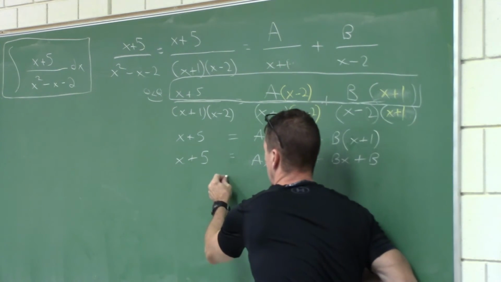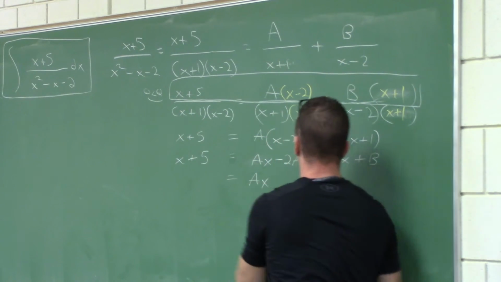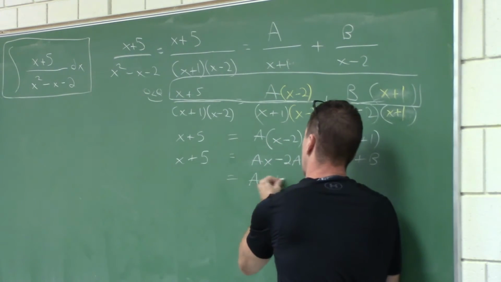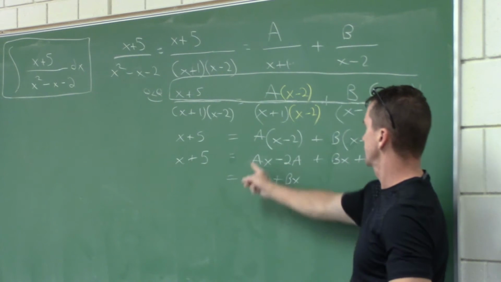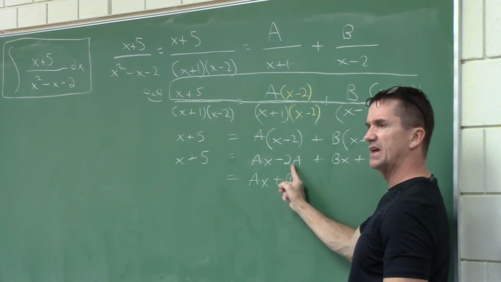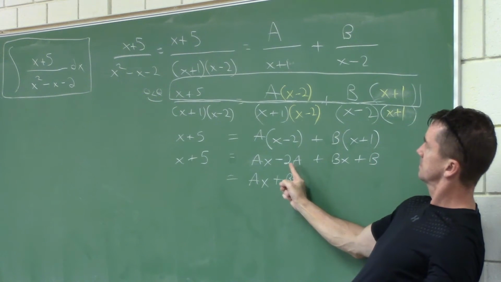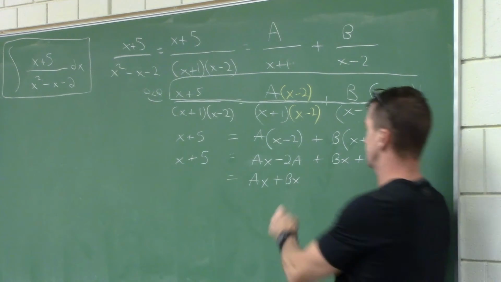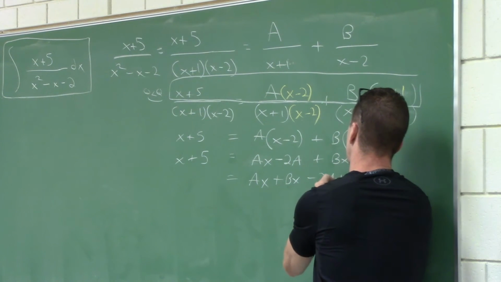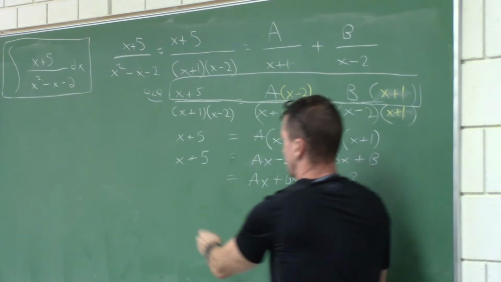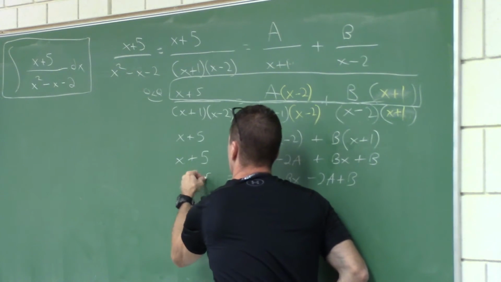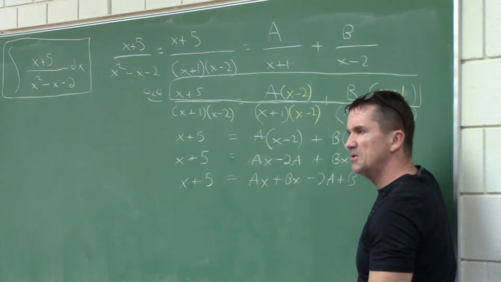So in my next step, I'm going to write this as ax plus the bx. Don't see that? And what's at the end there? A minus 2a plus the... And what's this equal to over here? We're almost there.